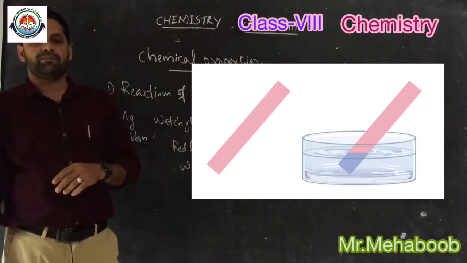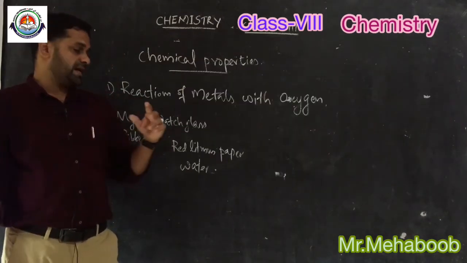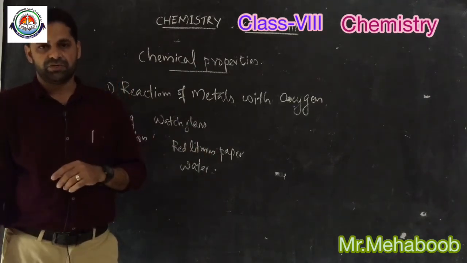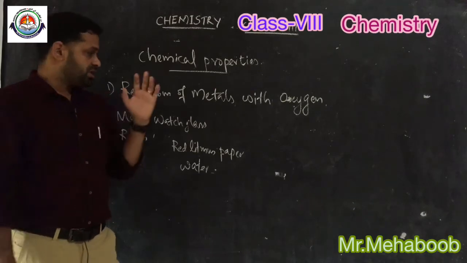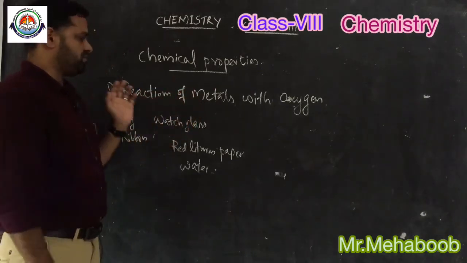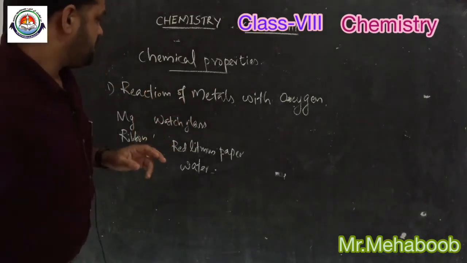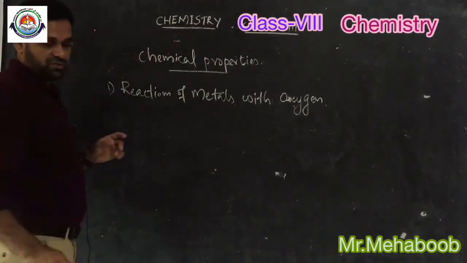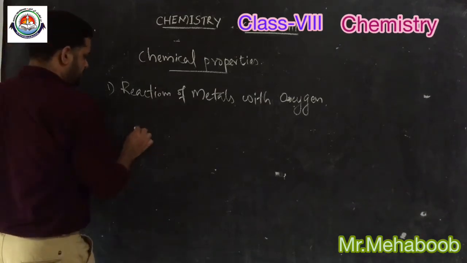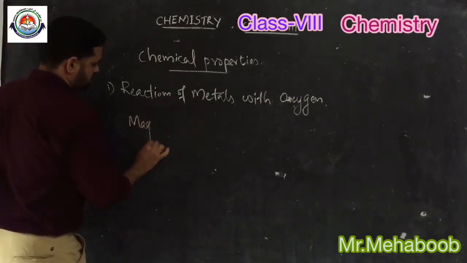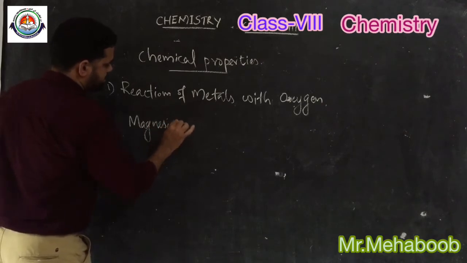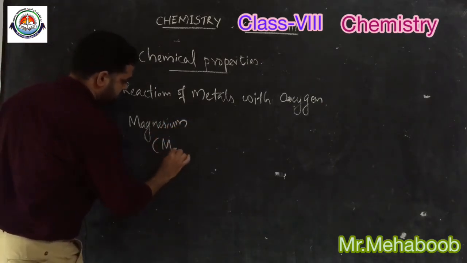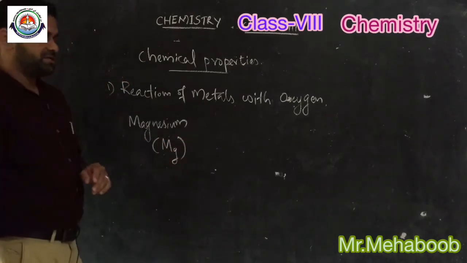Which type of solution turns red litmus paper blue? That will be a basic solution. So, what reactions are happening in this case? Magnesium ribbon reacts with the oxygen. We are burning magnesium ribbon. The symbol of magnesium is Mg.